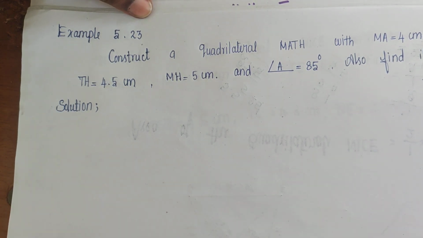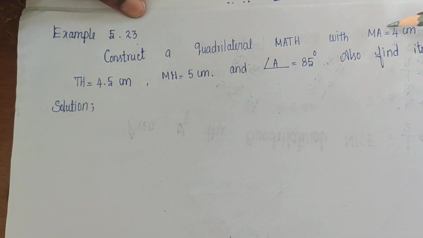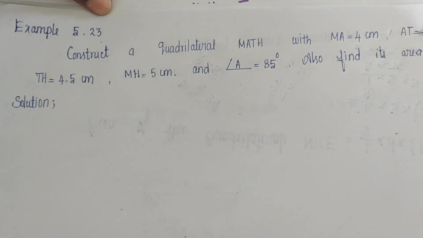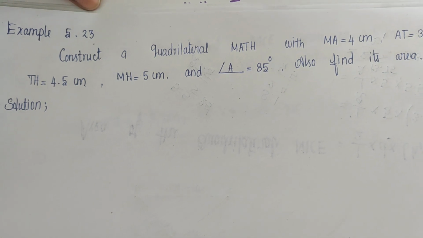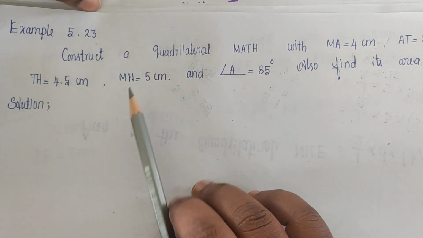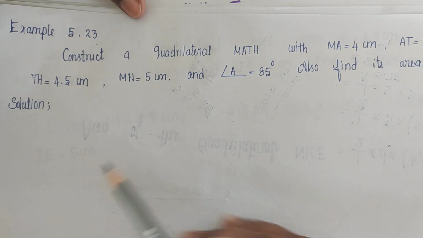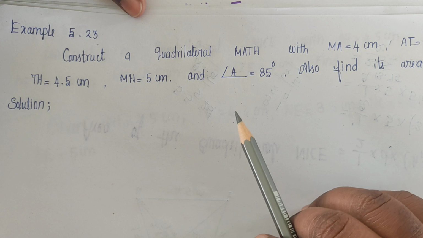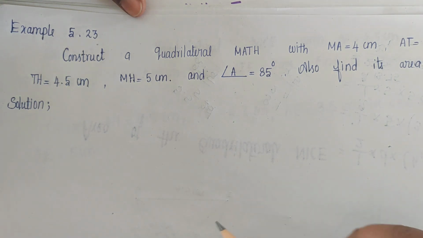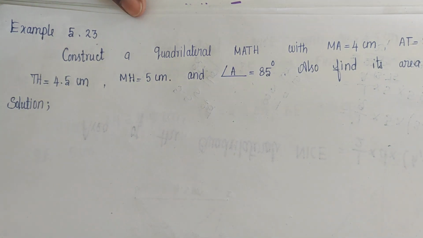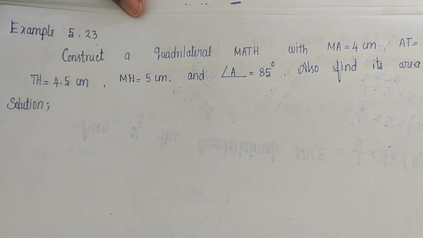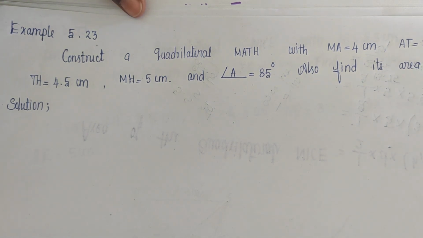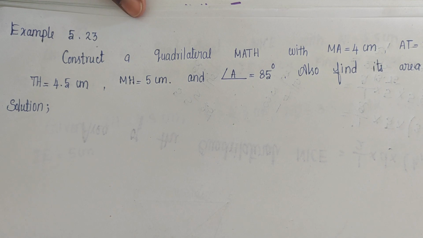What is given in this problem? Four sides are given: MA, AT, TH, MH. Four sides and one angle. What is the question in the given example? Find its area.